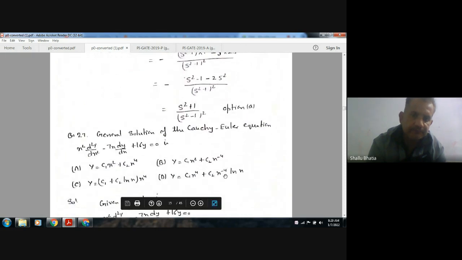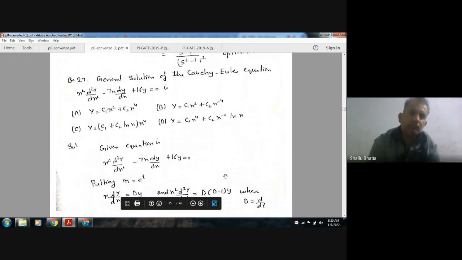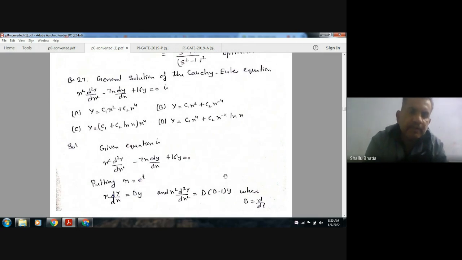Next, the general solution of the Cauchy-Euler equation x square d square y by dx square minus 7x dy by dx plus 16y is equal to 0.